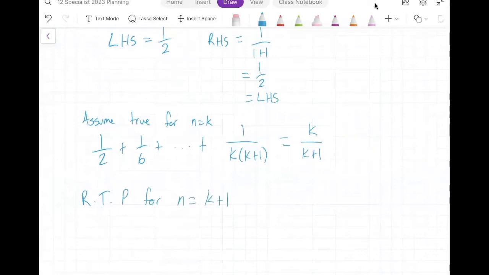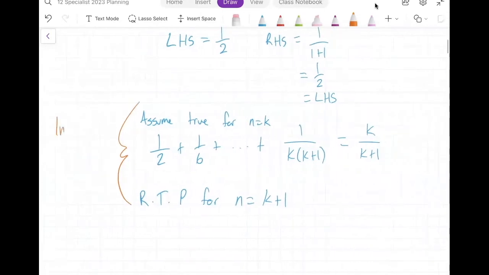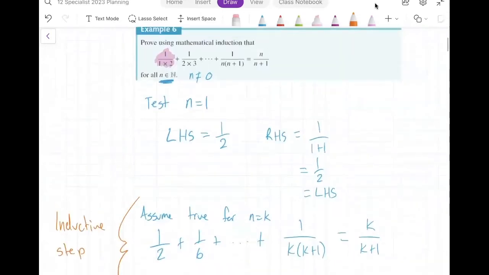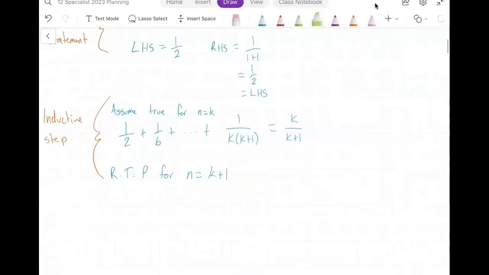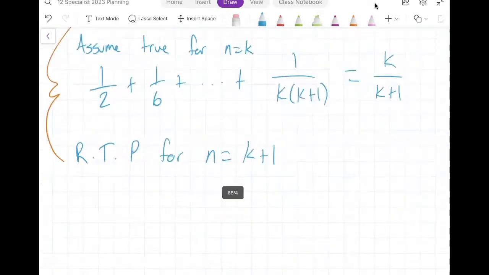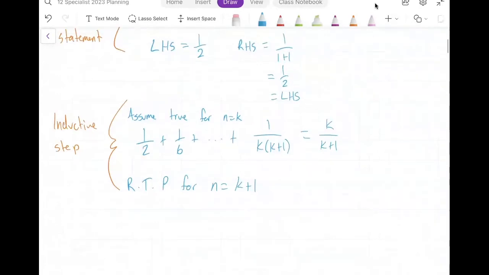Just in terms of some terminology, this process where I assume true for n equals k, then I prove true for n equals k plus 1, we call this the inductive step. And we call this here my initial statement. If I come back up here to my syllabus, it specifically mentions that we understand the nature of the proof, including my initial statement and my inductive step. My inductive step is my assumption and my required to prove part. My initial statement is my test. So because I'm required to prove for n equals k plus 1, I'm now going to rewrite out my partial sum, and I'm going to include n equals k plus 1.